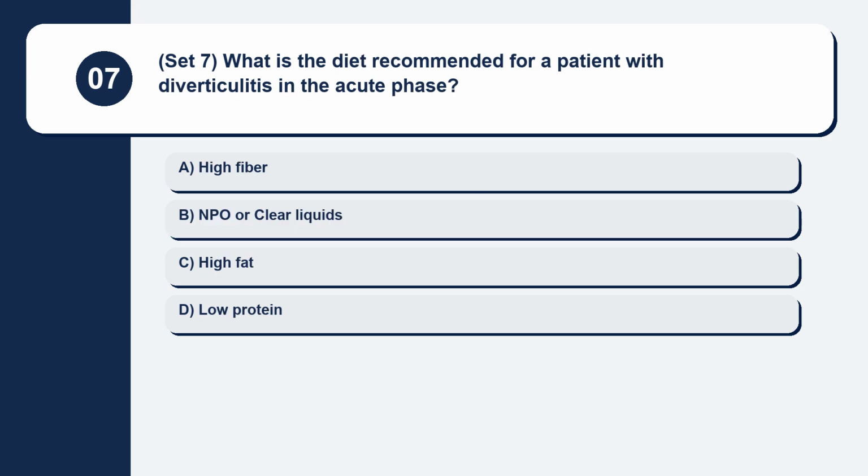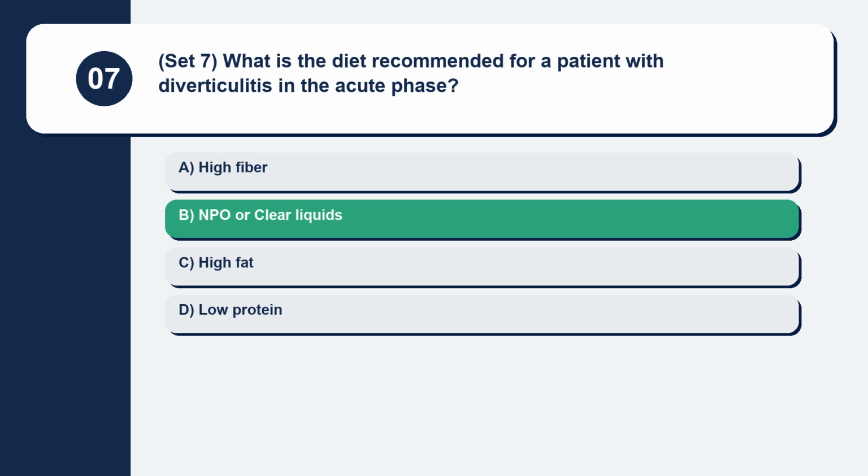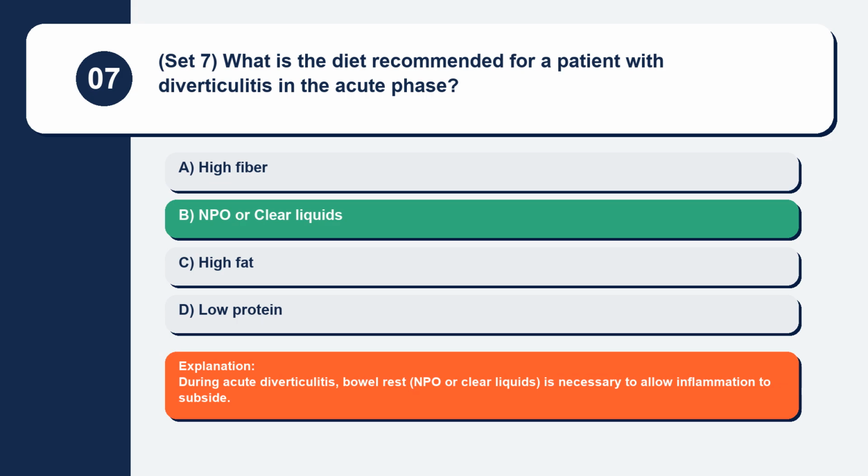Question 7, Set 7. What is the diet recommended for a patient with diverticulitis in the acute phase? High fiber, NPO or clear liquids, high fat, low protein. During acute diverticulitis, bowel rest, NPO or clear liquids, is necessary to allow inflammation to subside.